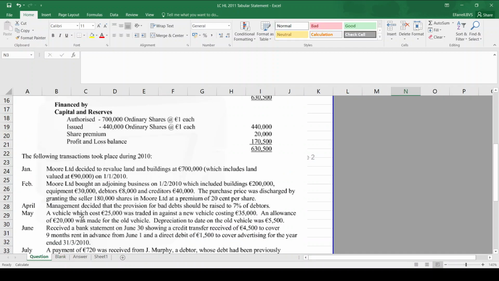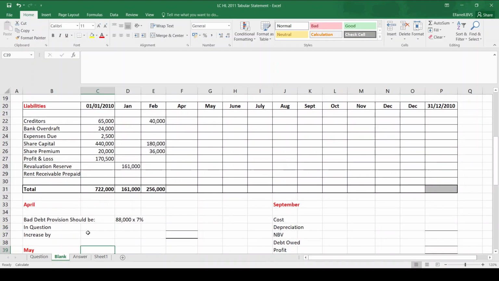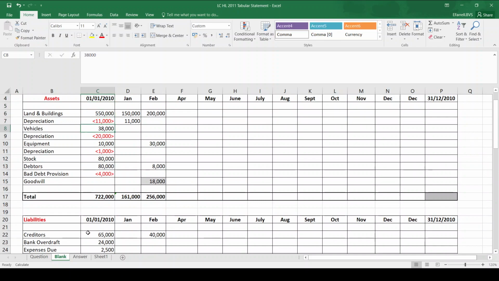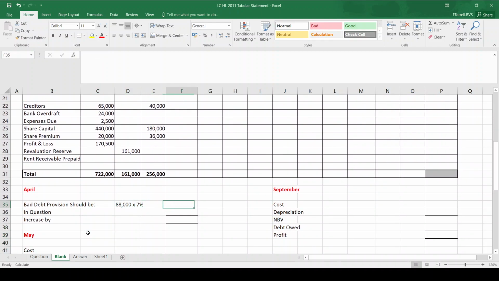In April, it says the management decided that the provision for bad debts should be raised to 7% of debtors. Okay, so I just do a little note for this just to show what's going on. The bad debt provision should be 7% of debtors. We just need to be careful here that we take the most recent debtors figures, not the 80 from the original balance sheet. They've gone up by 8,000 now, so debtors are now 88,000 in February. So this should be 88,000 by 7%, because I said the bad debt provision is 7%, which comes to 6160.